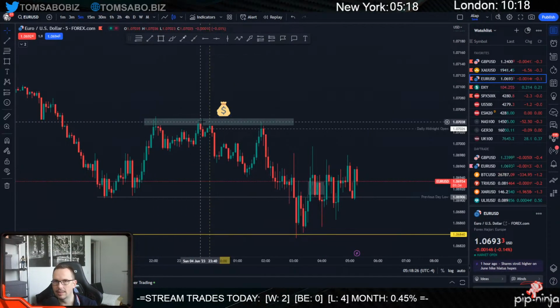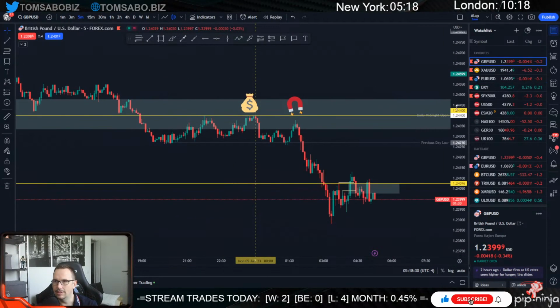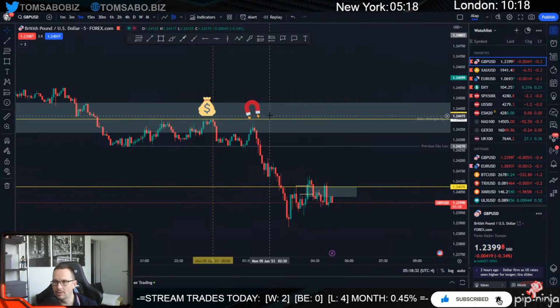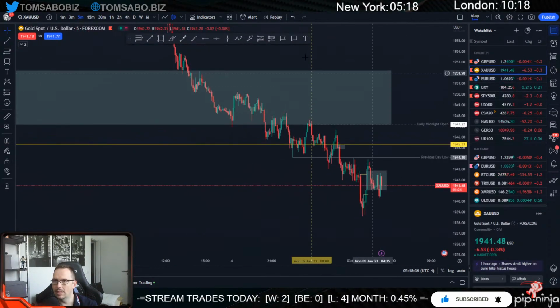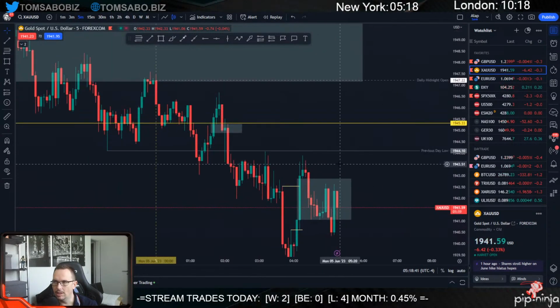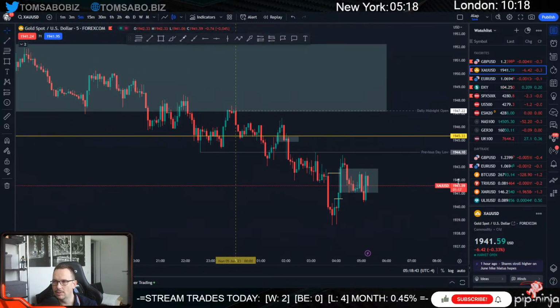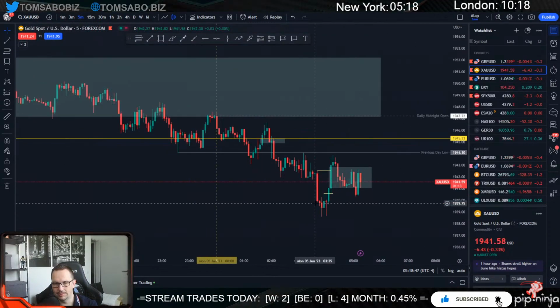That's my buy side liquidity on the euro. That's my buy side liquidity on the pound. And gold, I have a buy side liquidity much higher. I don't even want to zoom out on the hourly. It's above 1985. I know it's way up there, but it's just screaming to be taken out.